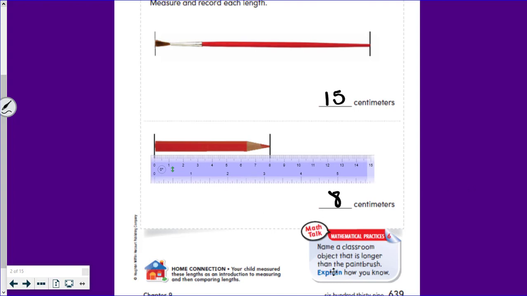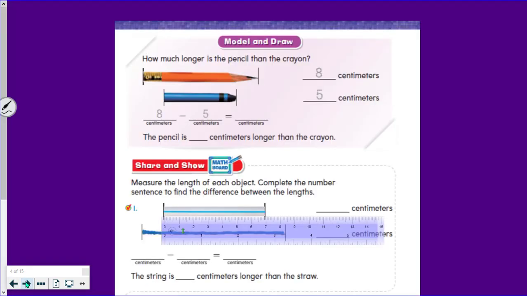And so for our Math Talk question, it says, name a classroom object that is longer than the paintbrush and explain how you know. And so I would say maybe something like my desk is longer than the paintbrush, and I know this because when I put a picture of the paintbrush on my desk, it is shorter than my desk, right? Pretty obvious. Let's go to the next page so we can talk about the Model and Draw.